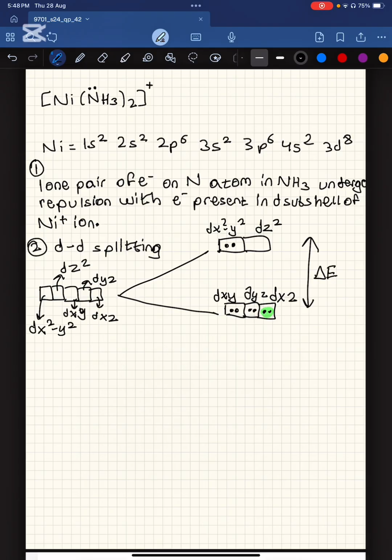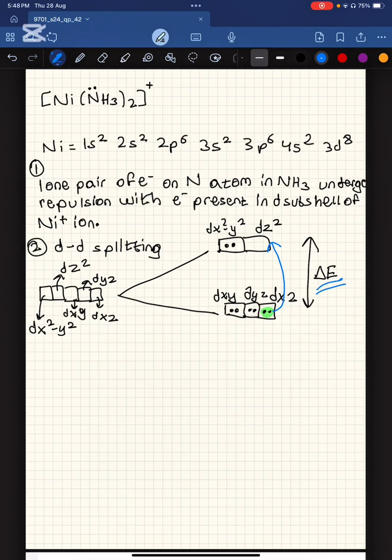Now, electrons in the d orbitals which have a lower energy want to move to the d orbitals which have a higher energy. They want to jump to another d orbital. Which d orbital? The d orbital which has a higher energy. Now, in order to jump, it needs to gain energy, which is equivalent to what?